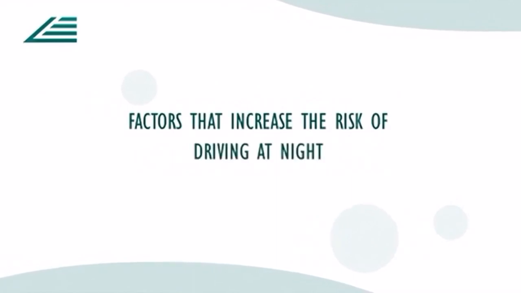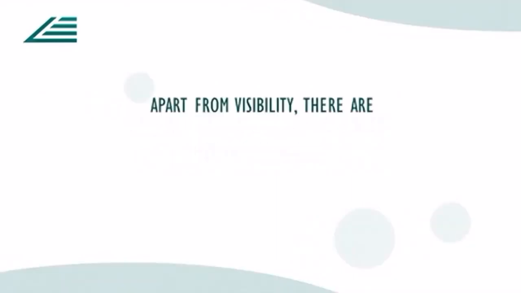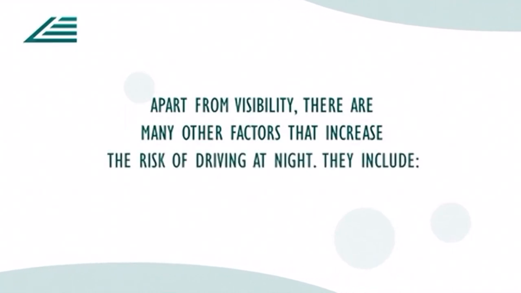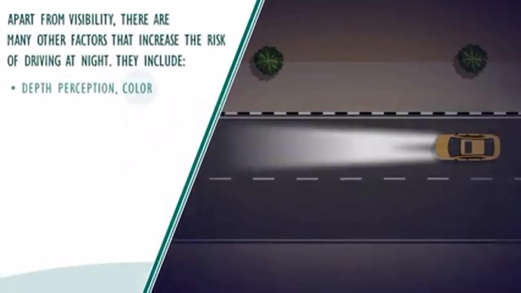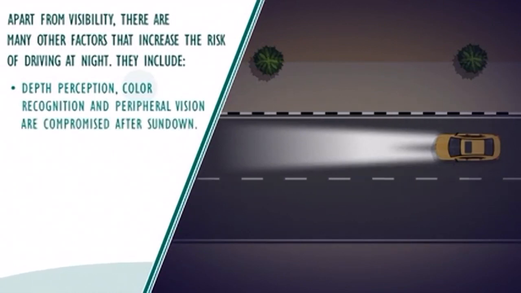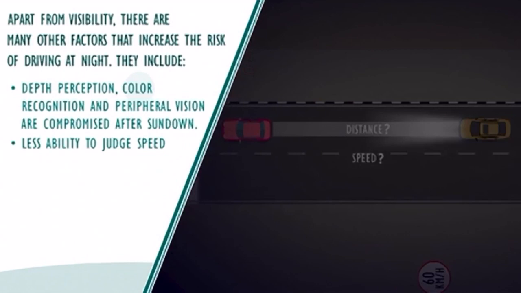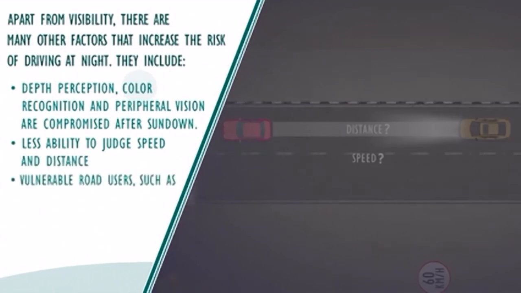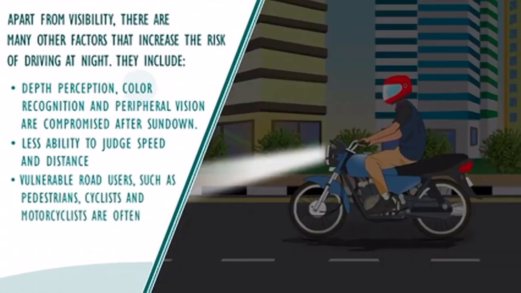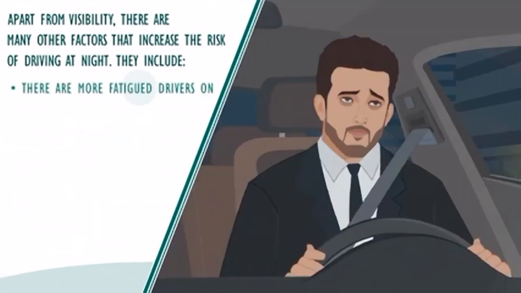Factors that increase the risk of driving at night. Apart from visibility, there are many other factors that increase the risk of driving at night. They include depth perception, color recognition, and peripheral vision being compromised after sundown, and less ability to judge speed and distance. Vulnerable road users, such as pedestrians, cyclists, and motorcyclists, are often not clearly visible to the motorists. There are more fatigued drivers on the road after a hectic day of work.